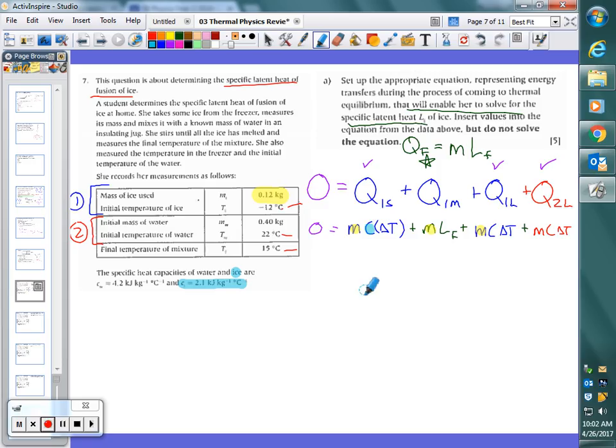That's the specific heat of ice. Okay. And then this one and this one are going to be the specific heat of water. Even though this third term is the ice after it melted, now it's water, so it has the specific heat of water, not the specific heat of ice anymore. Okay?